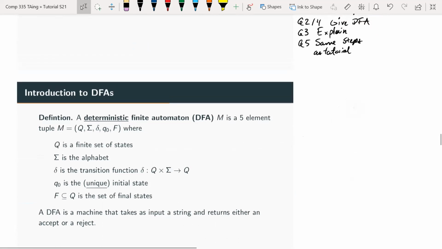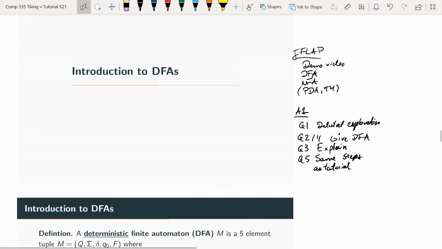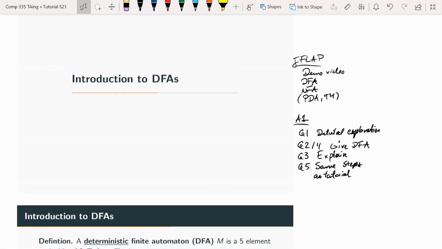Okay, so with that being said, we have a lot of material to cover, so I'm going to go rather quickly for the intro to DFAs and then slow down for the examples, okay?